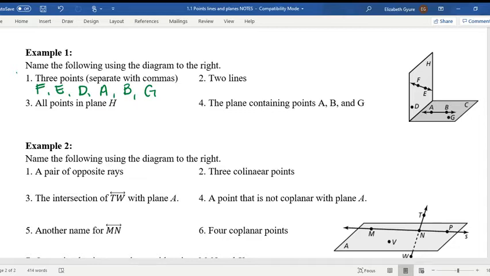Name 2 lines. Well, I see 2 lines in our picture. We have a line here and a line here. Remember, when you name a line, you can do it in 2 ways. You could either pick 2 points on the line and put your double-sided arrow on top, or use a lowercase cursive letter. In this case, there are no lowercase cursive letters, so that's not an option. So we got to go with the points. So this top one, that would be line FE. Put your double-sided arrow on top. You could also call it EF. Order doesn't matter there. Another one would be line AB or line BA.